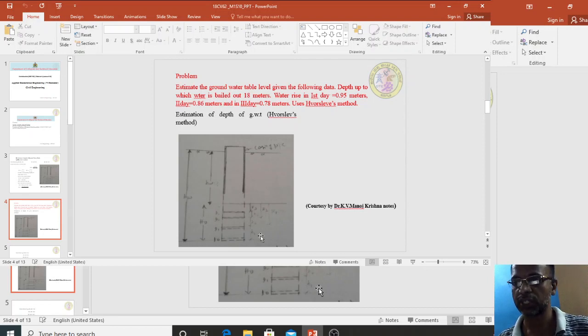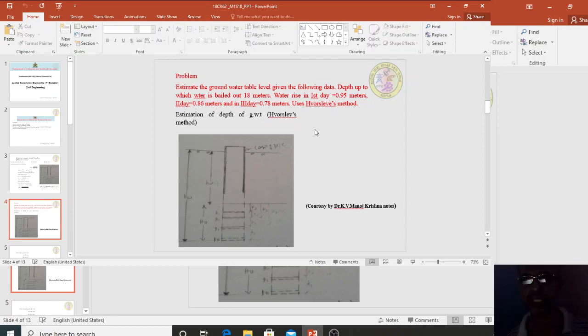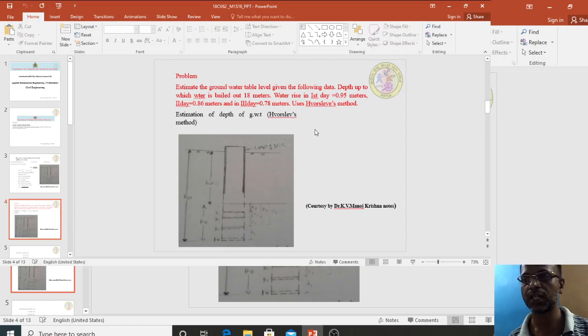Water rise in the first day: how much water has risen on the first day means 0.95 meters. Second day rise in the water is 0.86 meter. Third day rise in the water is 0.78 meter. Because when the entire borehole is evacuated of water, the surrounding pressure will be very high. Therefore, the rate of flow will be comparatively more in the first day compared to the second day and compared to the third day. So they said to use Haas-Lays method.